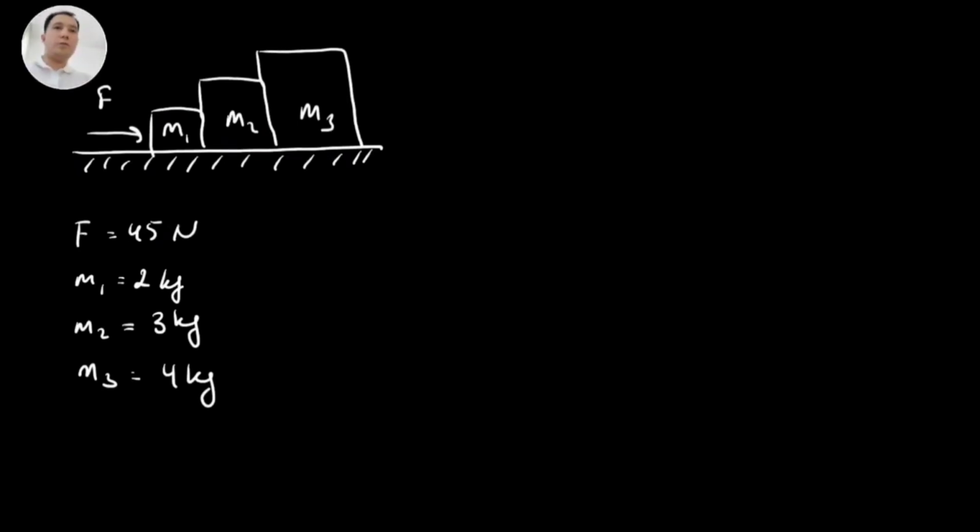Hello, today we'll solve this problem. We have three blocks, three objects attached to each other as shown in this figure, and the 45 Newton force trying to move this system to the right. M1, M2, M3 are given as 2 kilograms, 3 kilograms, and 4 kilograms respectively. No friction.